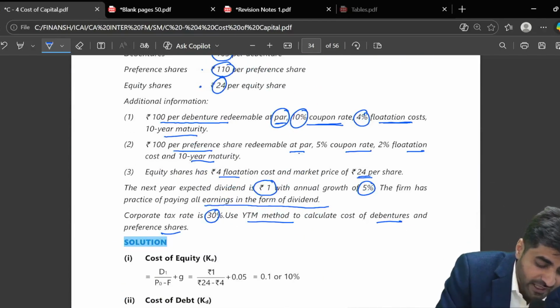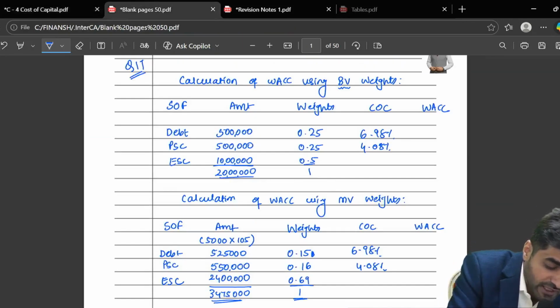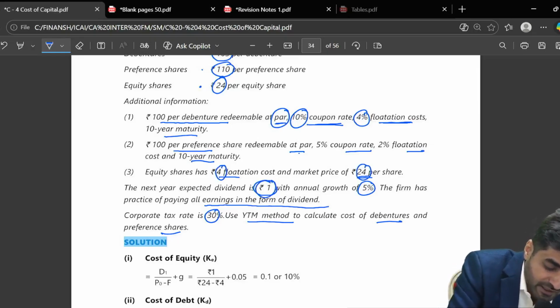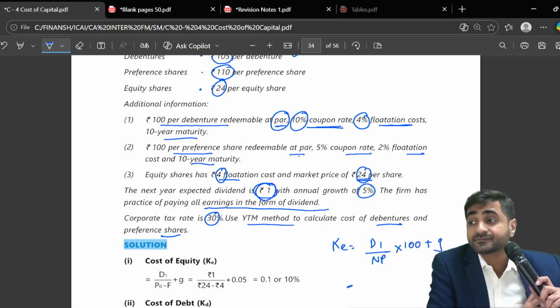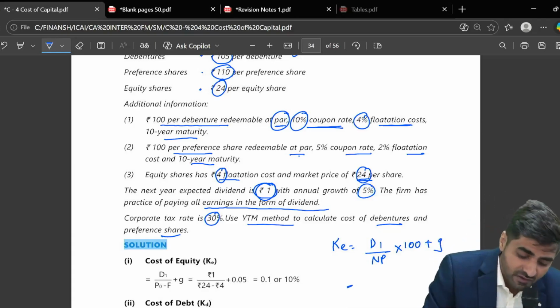Now for your KE, what have they told you? That for your KE part, they have told you that there is a flotation cost of 4 rupees, market price is 24, and next year dividend is 1. How will you calculate KE, guys? D1 upon net proceeds into 100 plus G. What's your D1, everyone? So this will be 1.